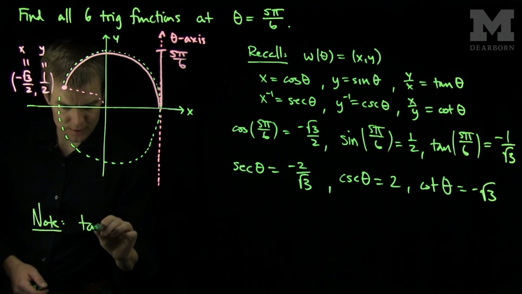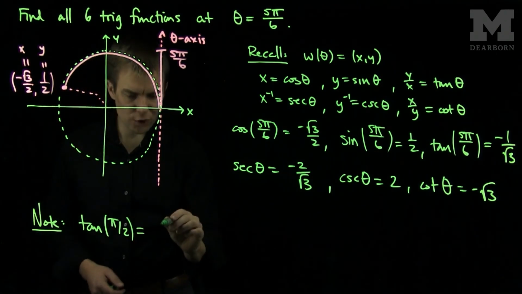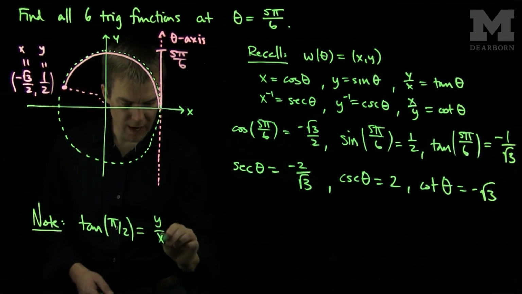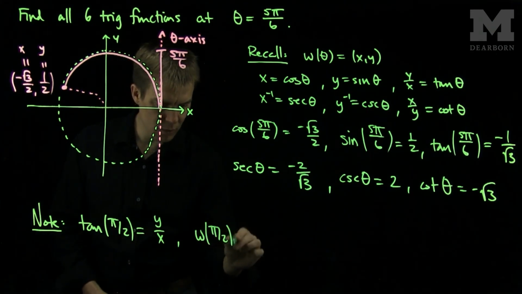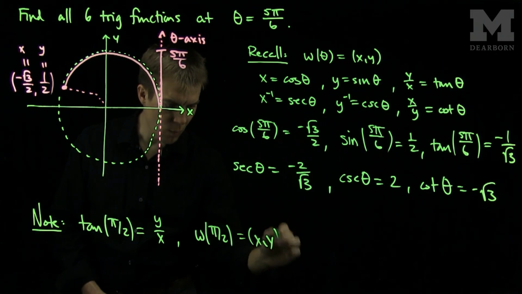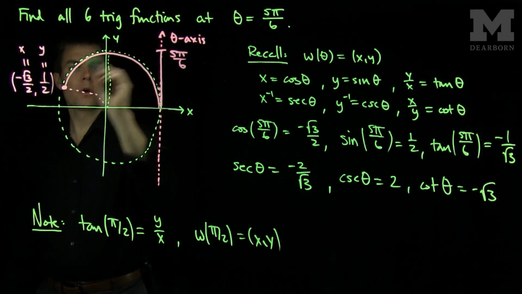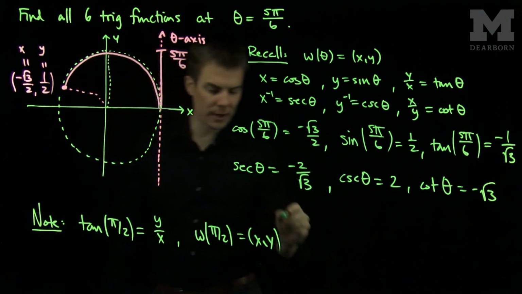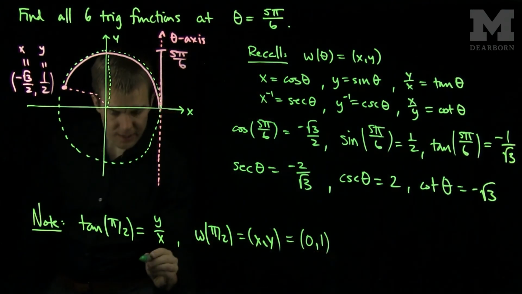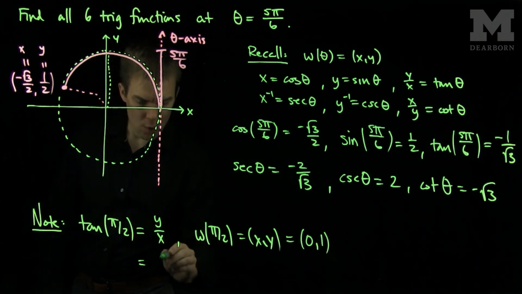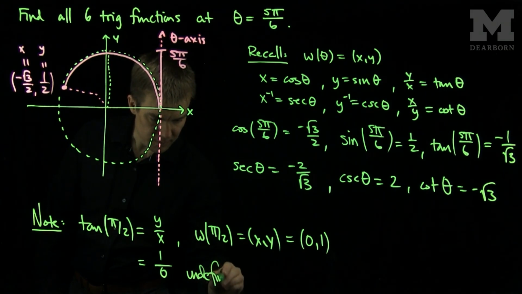We can see that there are certain points also that we should note: the tangent of pi over 2 will be the ratio of y over x, where the wrapping function of pi over 2 is x, y. But at pi over 2, we're up here at this point, which is 0, 1. So that will tell us the tangent of theta at the point pi over 2 will be 1 over 0, which is undefined.